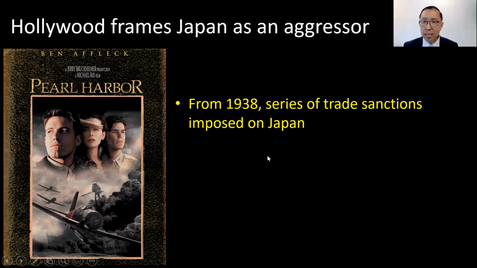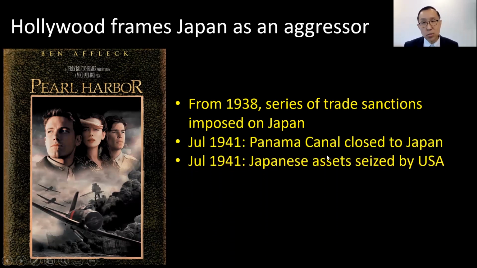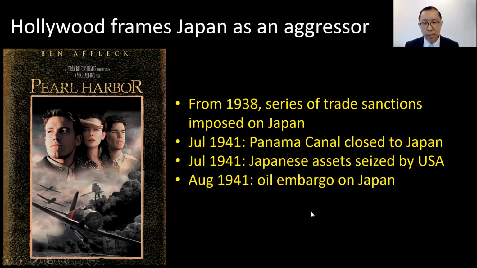From 1938, there were trade sanctions against Japan. In July 41, the Panama Canal was closed to Japan. And in July 41, Japanese assets were seized by the USA. And to top it all, in August 1941, there was an oil embargo on Japan. That is crucial because without oil, the Japanese Imperial Army could not continue its war in China. So they had no choice but to strike Pearl Harbor so that they could go on to seize the oil fields in Indonesia.